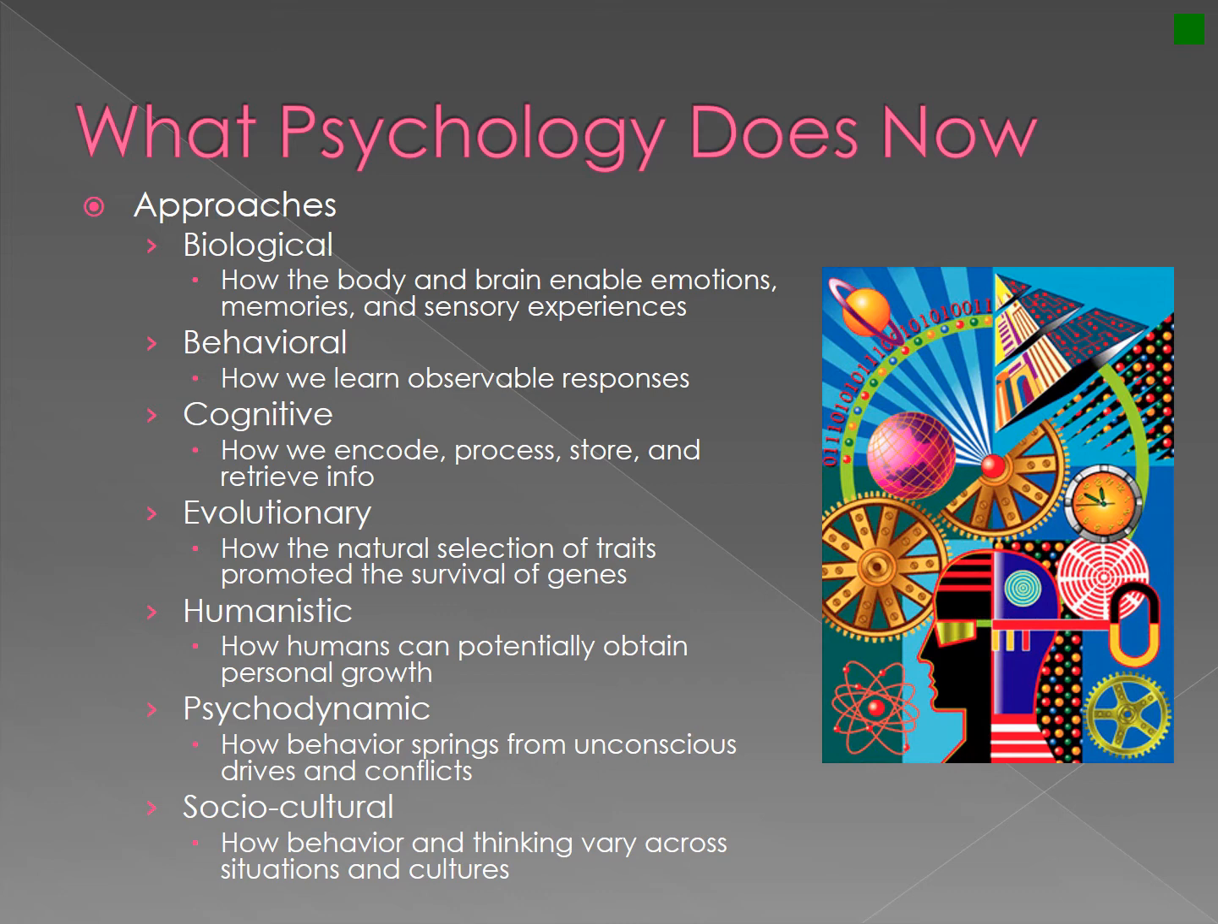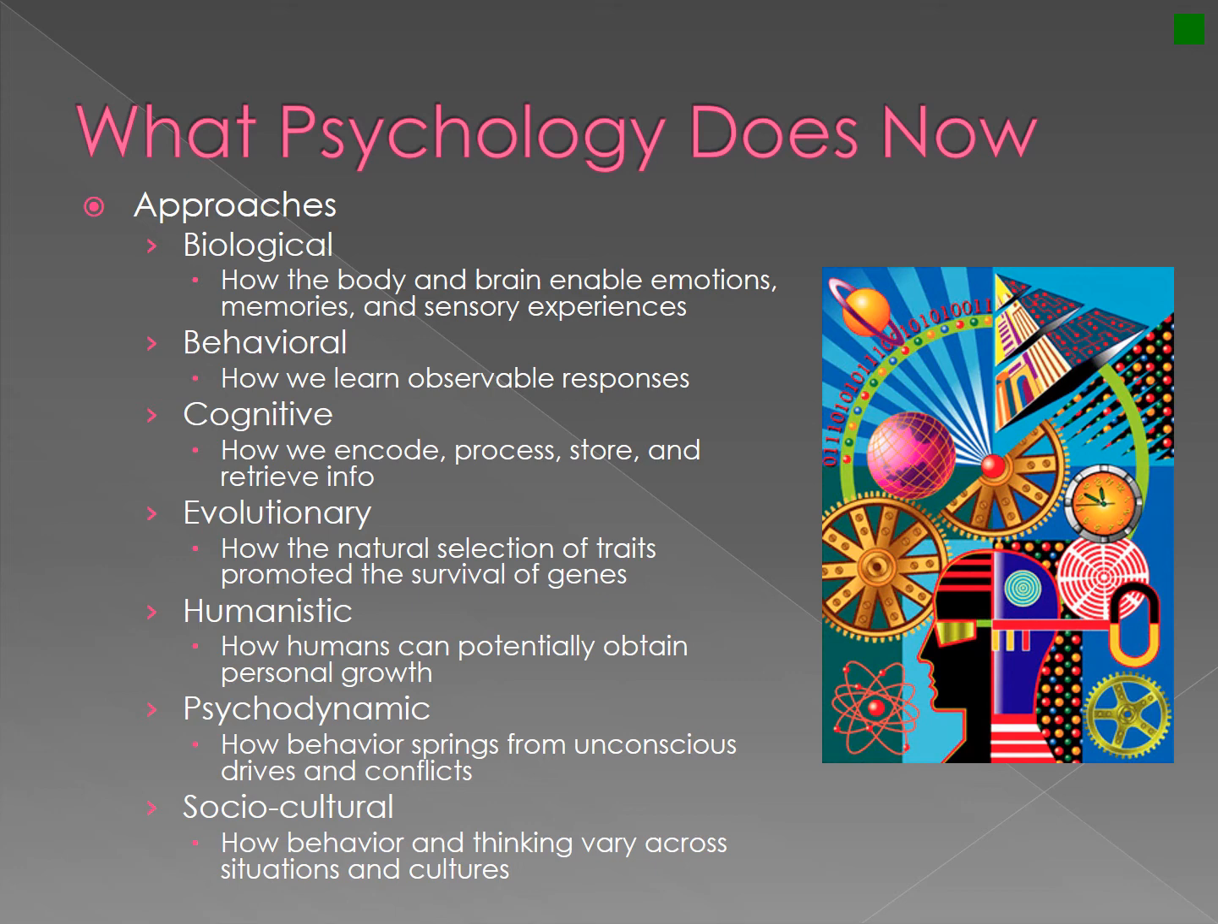Behavioral approach, the next one, is how we learn observable responses. So we've talked a little bit about that before. Some of the key things you're looking for here is, how were they trained to act this way? Did they learn this from rewards or punishments? Were they conditioned to act this way?